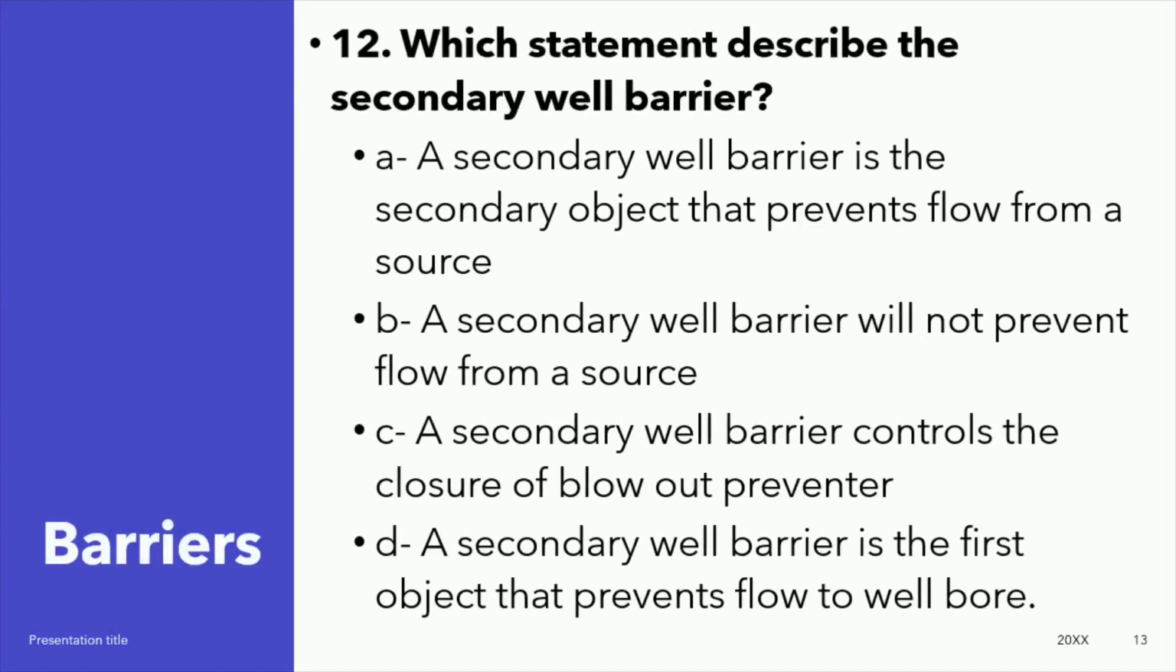12. Which statement describes the secondary well barrier? A. A secondary well barrier is the secondary object that prevents flow from a source. B. A secondary well barrier will not prevent flow from a source. C. A secondary well barrier controls the closure of blowout preventer. D. A secondary well barrier is the first object that prevents flow to wellbore. The correct answer is A.